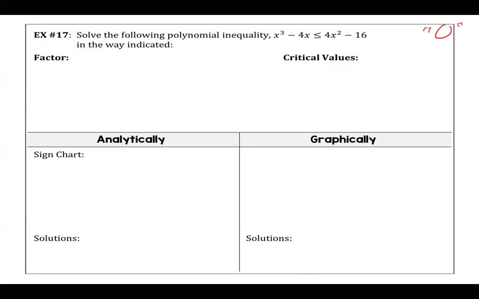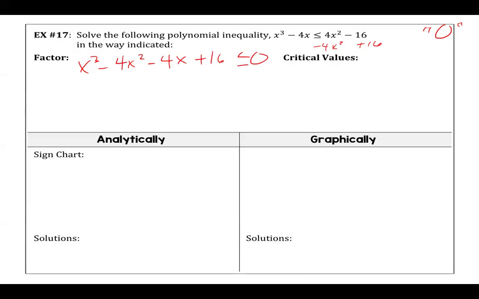In order to do that, you just move the terms, right? You're going to move things across in order for them to be all on one side. So I'm going to subtract the 4x squared, and I'm going to add 16. That leaves me with x cubed minus 4x squared minus 4x plus 16 is now less than or equal to 0. I'm going to write it in sequential order.